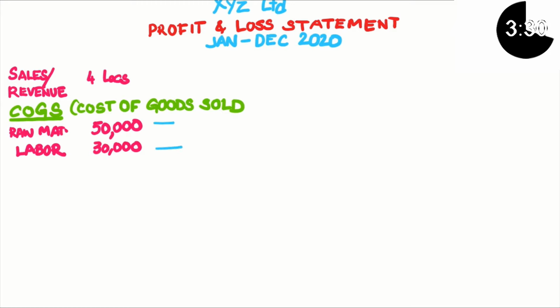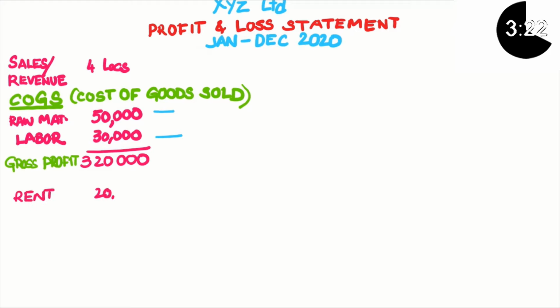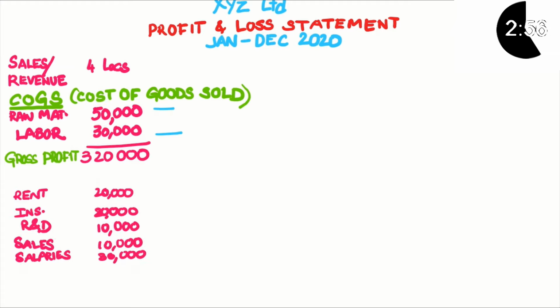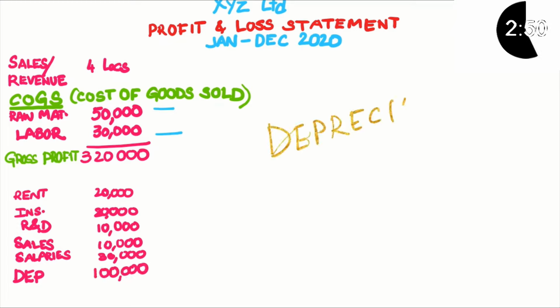From the sales amount, we deducted the cost of goods sold or COGS. You get gross profit. Now the business has some more expenses. These expenses are related to the normal day-to-day business operations like rent, insurance, research and development, sales and marketing, salaries, administration expenses. Then comes the depreciation. For those of you who are not familiar with the term depreciation, let me give you a quick explanation.